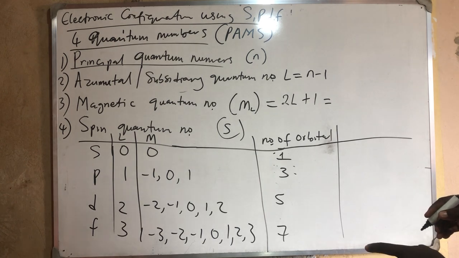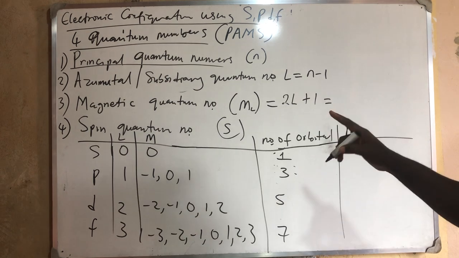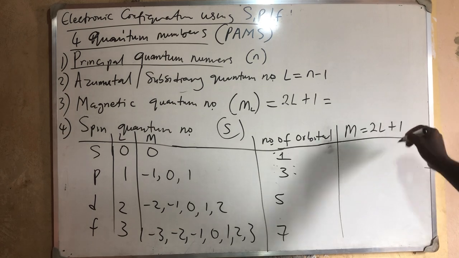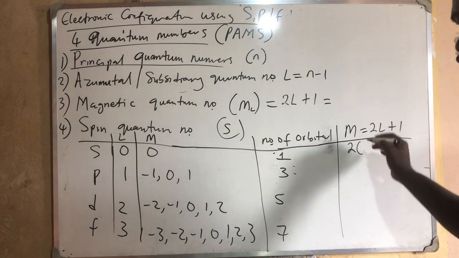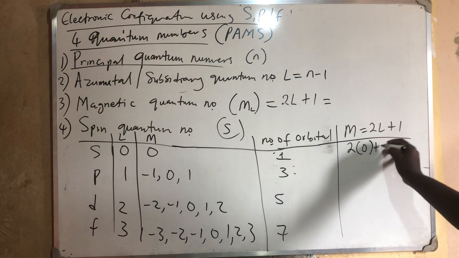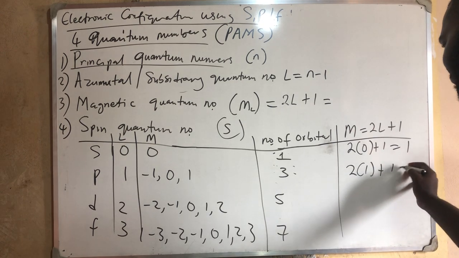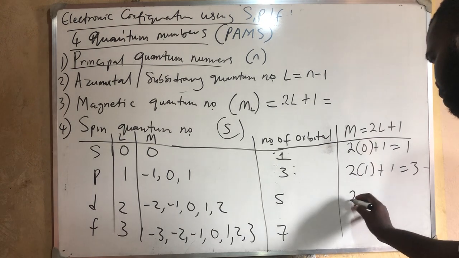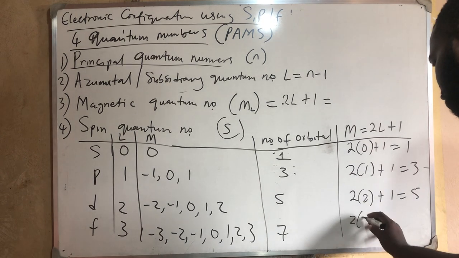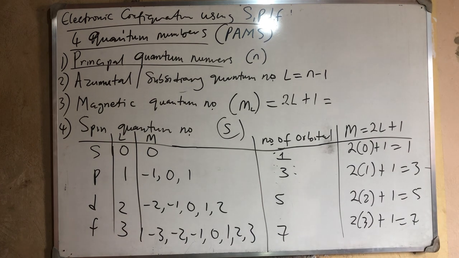To get the number of orbitals, or the magnetic quantum number, M, it is gotten by 2L plus 1. So that is what? 2 into my L here, which is 0, plus 1, which is equal to 1. The other one is what? 2 into 1 plus 1, which is 3. The other one is 2 into 2 plus 1, which is 5. And the last one is 2 into 3 plus 1, which is 7. So you see how they are related to each other.